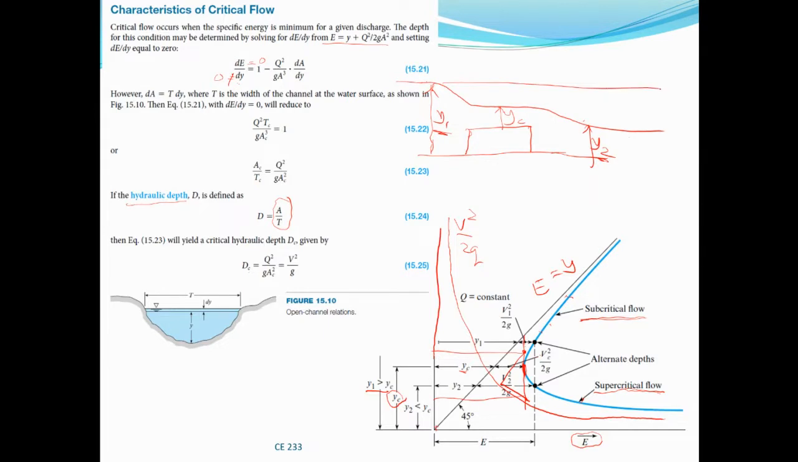Due to this, there's velocity head, v squared over 2g. So the flow is accelerated. So yc is greater, and then here it is accelerated further. So y2 is greater than yc, greater than y1.